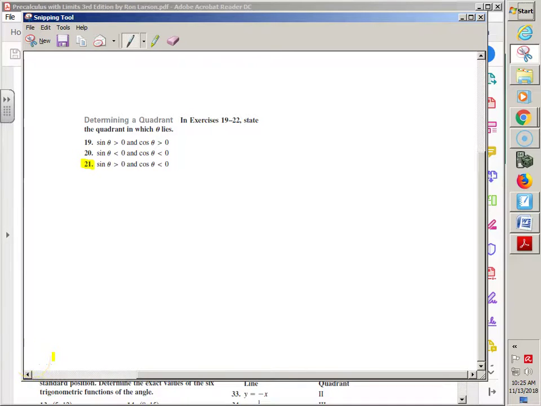Circle quiz too, because it's asking which quadrant theta lies in. Whenever I see something like sine is greater than... All right, now let's try again. Whenever we see greater than 0 or less than 0, all it's telling us is that sine of theta is positive and cosine of theta is negative.